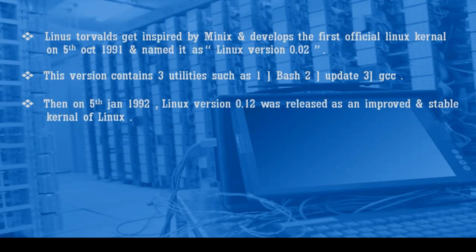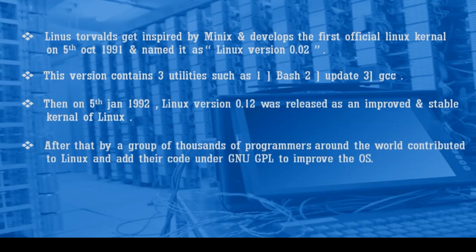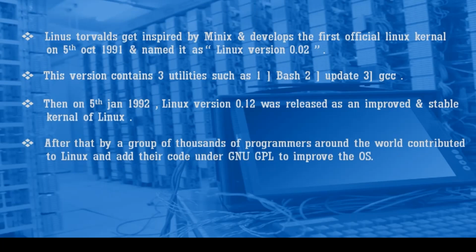Then on 5th January 1992, Linux version 0.12 was released as an improved and stable kernel of Linux. After that, a group of thousands of programmers around the world contributed to Linux and added their own source code under the GNU GPL to improve that operating system. What is GNU GPL? It is a general public license agreement under which you can add your own source code to Linux. You can redistribute it, but you cannot sell that operating system. So under this license, they contributed to Linux.